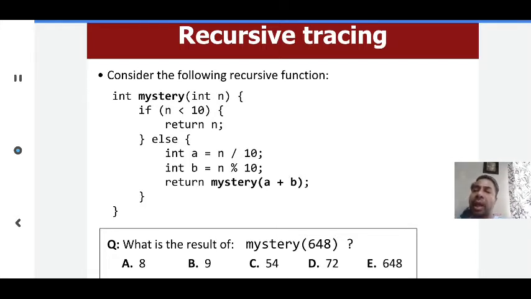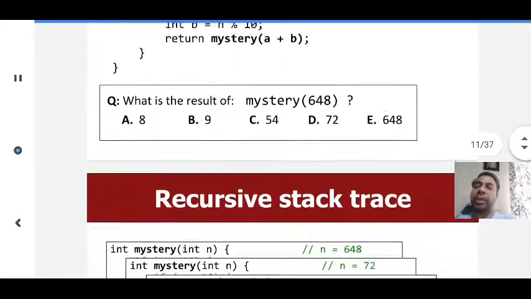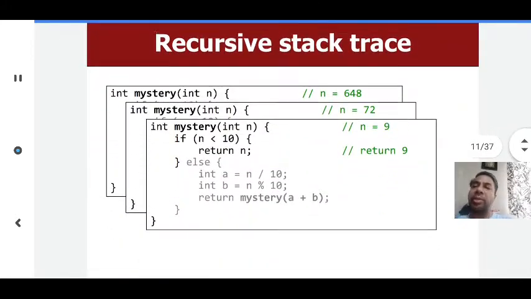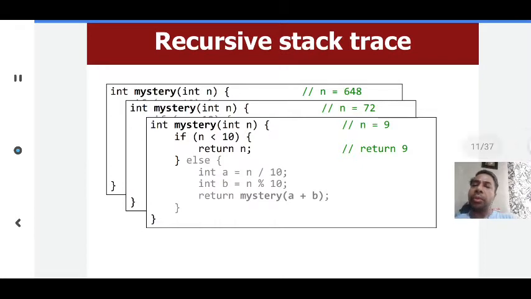That means the answer here is 9. You can understand that recursive tracing is very important for learning recursive function calling. Here I am showing you the recursive stack trace. You see that it was 648 on the first call, on the second call n became 72, on the third call n became 9, and then it returns 9. That's the answer. Hope you understand and enjoy.